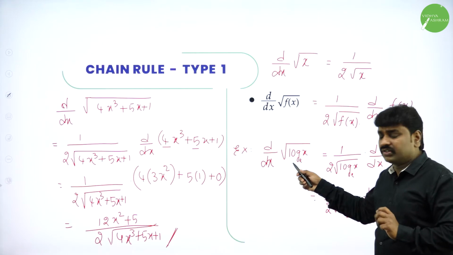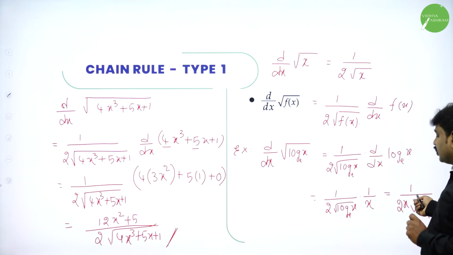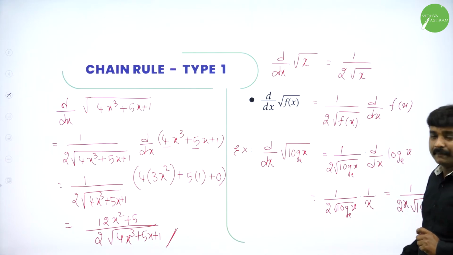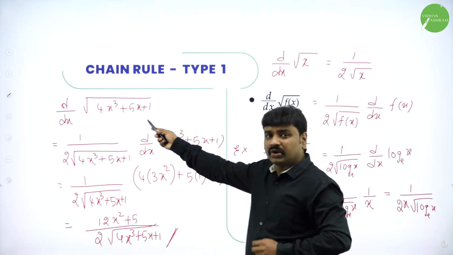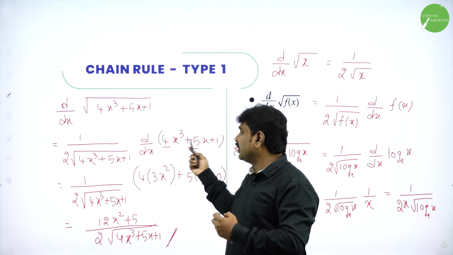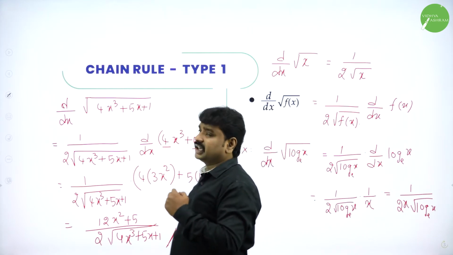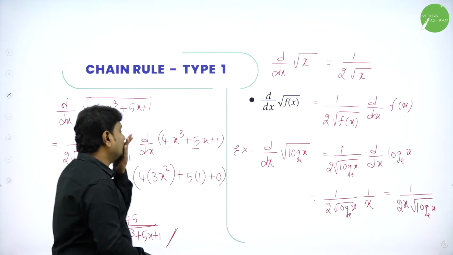Root log x is 1 by 2 root log x into derivative of the internal function log x. If you differentiate log x, it will become what? 1 by x. Similarly, inside the root I gave a polynomial function 4x cube plus 5x plus 1. 1 by 2 root of it into derivative of the internal function. That will give you this. I hope all of you are understanding the method.